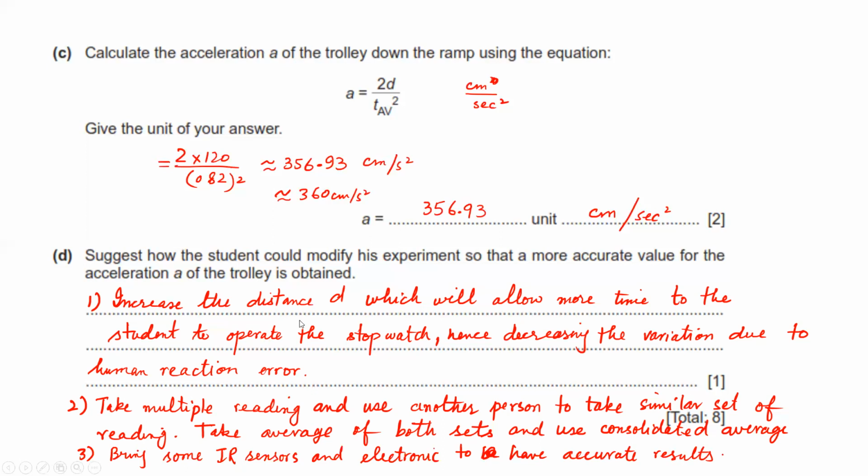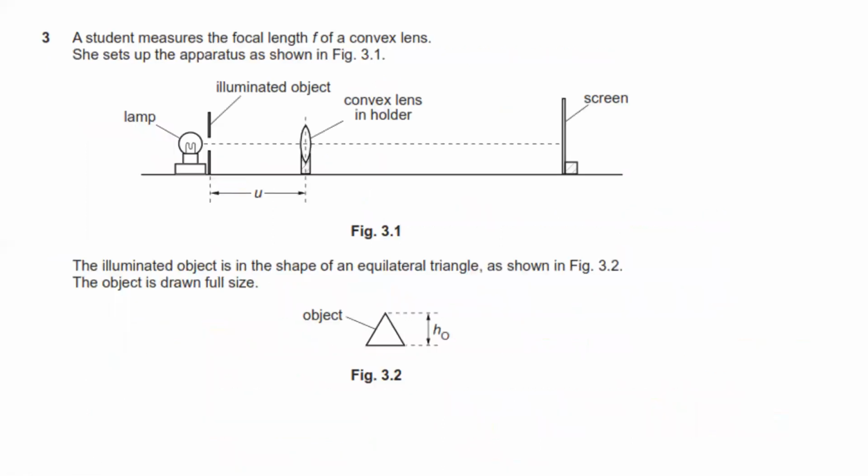Okay, so next part, question number 3, it says the student measures the focal length f of a convex lens. She sets up the apparatus as shown in figure 3.1.